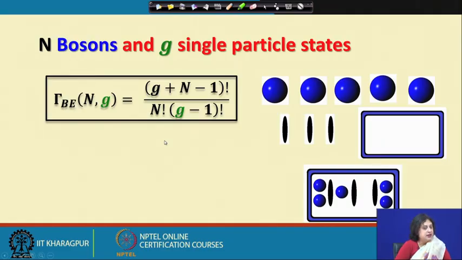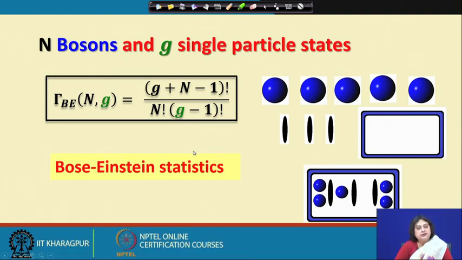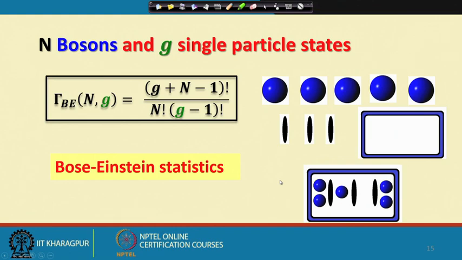This obviously is given by G plus N minus 1 whole factorial divided by N factorial times G minus 1 factorial, and this is the starting result for counting the number of microscopic states for the celebrated Bose-Einstein statistics, named after the famous Indian physicist Satyendranath Bose and the world renowned physicist Albert Einstein. But you have seen this result before. Do you remember where you have seen this result before?